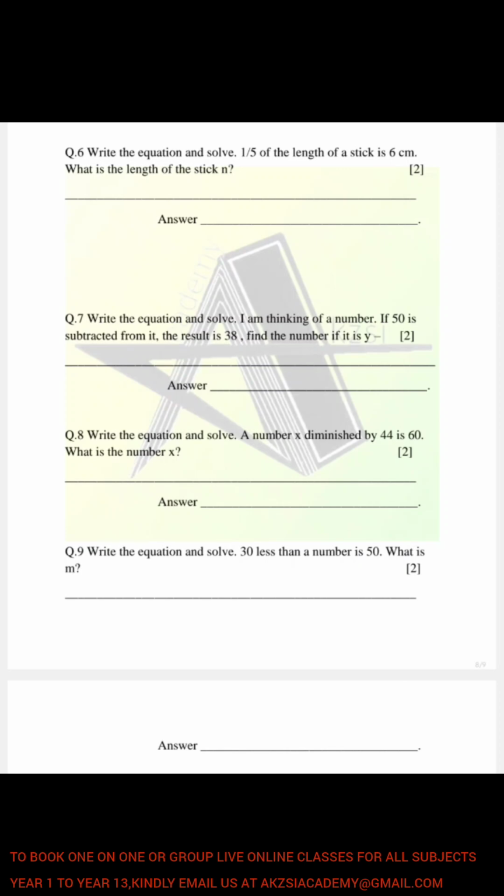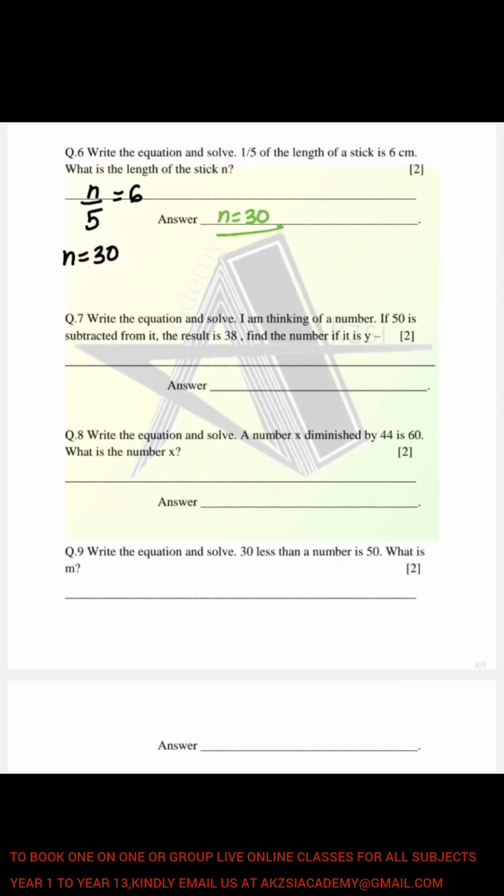Say, there is a stick N. They have already mentioned the variable, so we need not assume it. There is a stick which is of length N. 1/5 of that is 6 centimeters. That means simply N over 5, the 1/5 of N is 6. Multiplying both the sides by 5, N is equal to 30. These are very simple word problems.